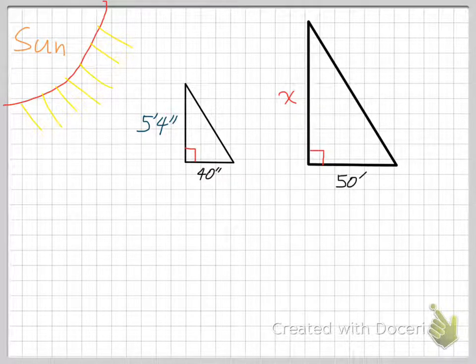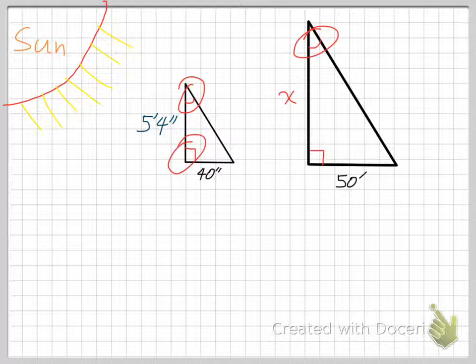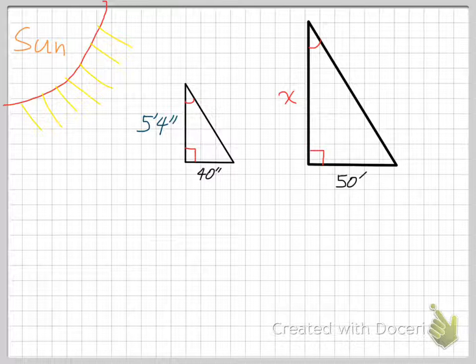And of course, since your friend is standing out there casting a 40-inch shadow at the same time the flagpole is casting a 50-foot shadow, these two angles must be the same, right? The sun's rays hit the flagpole and your friend at the same angle. So we have that these two corresponding angles are congruent, and these two corresponding angles are congruent, right? They're both 90 degrees because your friend is standing up straight and tall, and the flagpole is also perpendicular to the ground as well. So we have two pairs of congruent angles. So the triangles are similar by the angle-angle similarity postulate.